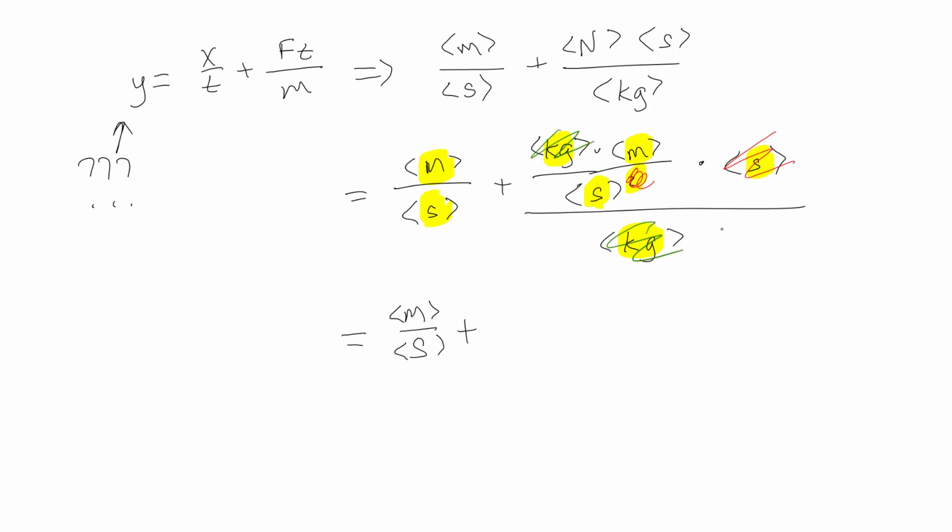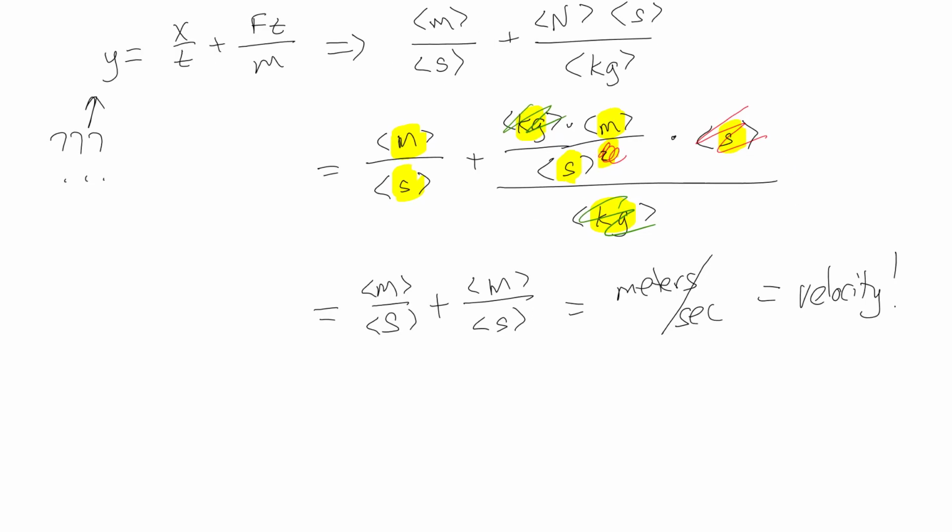So I've got, maybe, I think so, meters per second plus meters per second. Oh, okay, so meters per second, that's a velocity. And so that's what dimensional analysis is basically doing. It says y is a velocity. So whatever this was, I was obviously measuring a velocity. So that kind of makes sense.